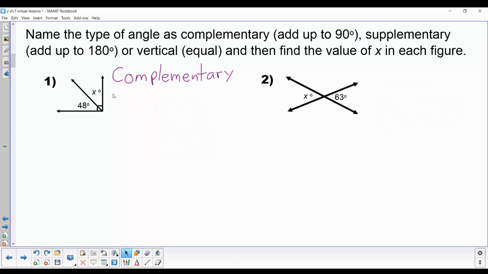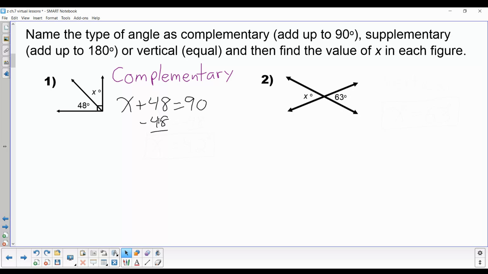Now again, complementary means two angles that add up to 90. So I will take my two angles, which are 48 and x, and I will add them together. X plus 48 equals 90. Once I do that, this is an equation. We solve the equation. Find your variable, here it is. Look at what is happening to your variable. It's adding 48. We'll do the inverse, which in this case is to add a negative 48.